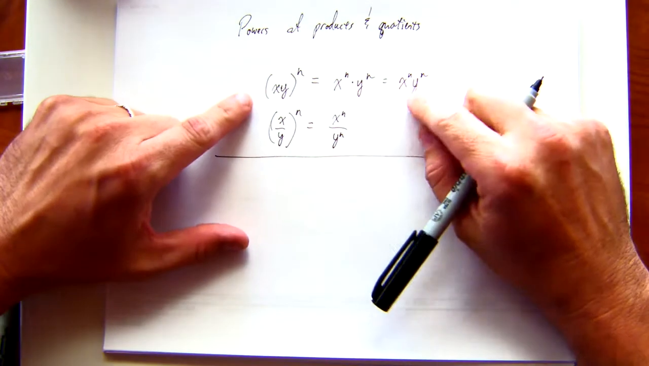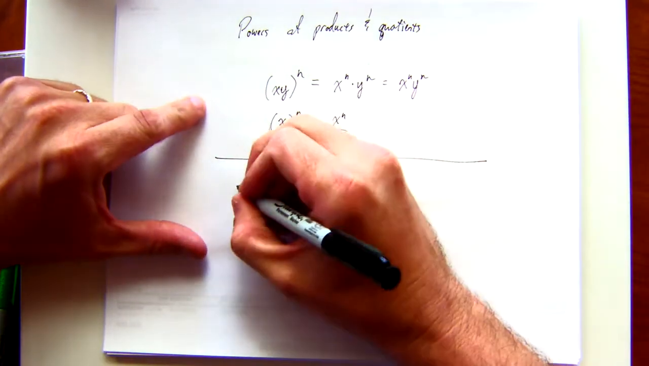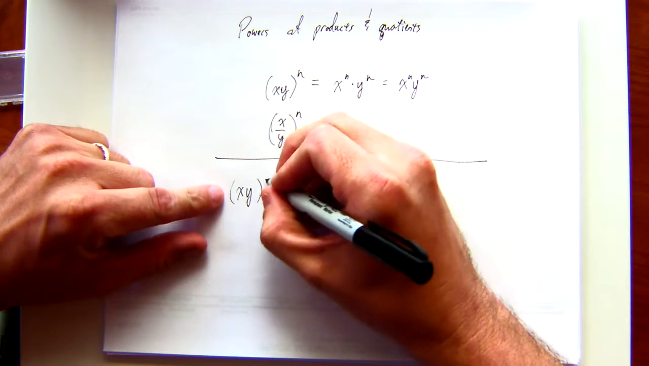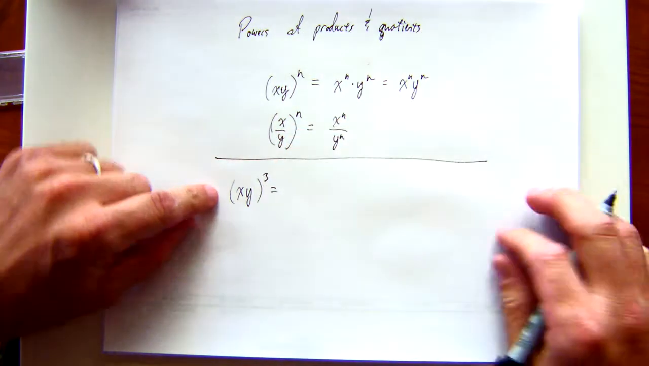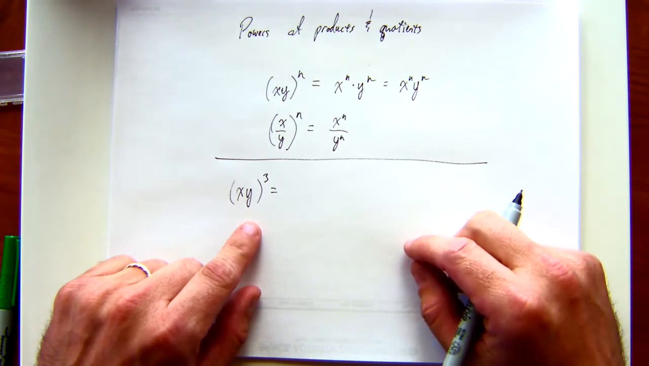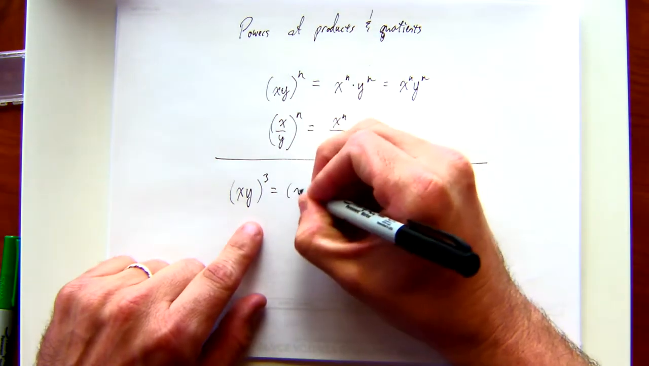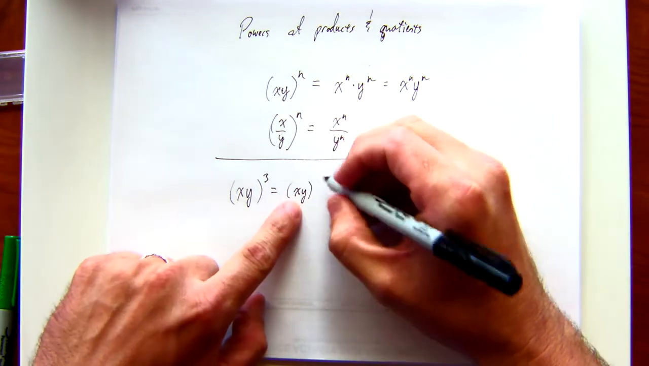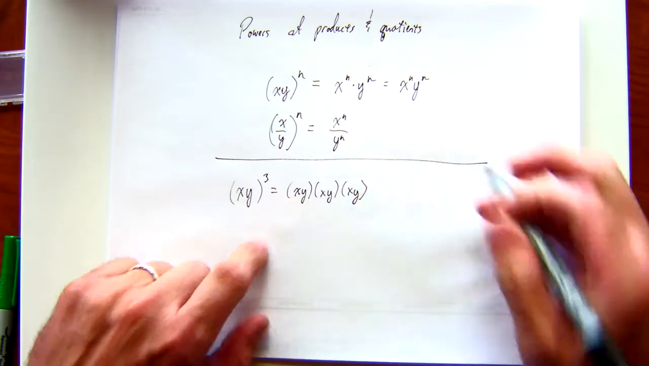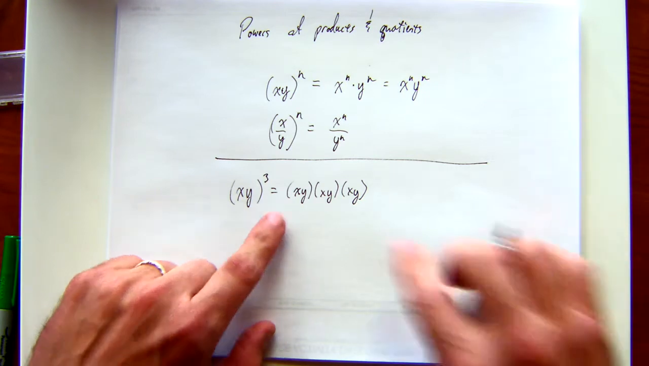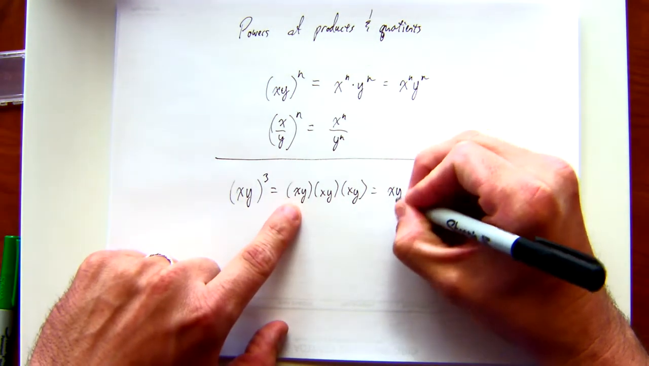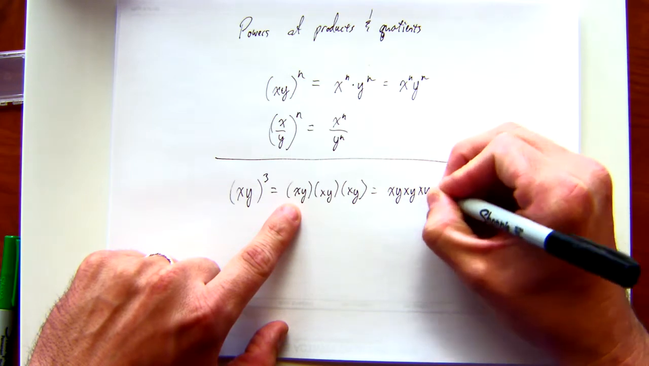And they're easy to prove. Let's just look at why this actually works. Suppose I have xy cubed. What does that mean by the definition of the exponent? xy times xy times xy. Right? Here I can drop the parentheses and I can write xy, xy, xy.